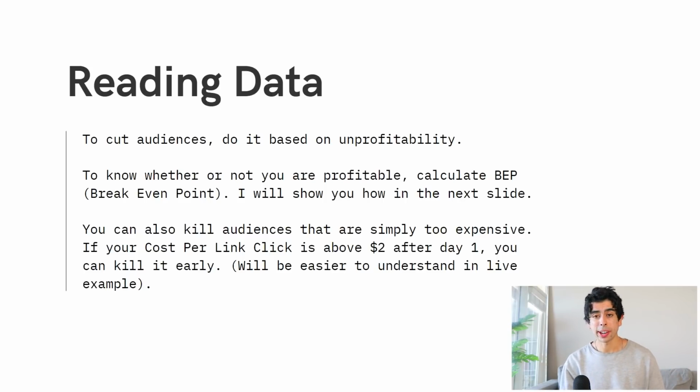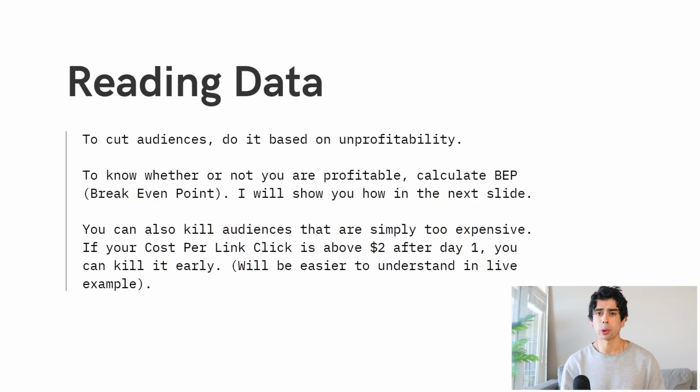Now, to know whether or not an audience is profitable, you'll need to calculate your BEP, which is your break-even point. I will show you how to do that in the next slide, but you can also kill audiences based on the link clicks being too expensive. If you're on a really tight budget, then you should be a little more strict with your audiences and not letting them run excessively like I did, because you really need to make the most out of your budget.